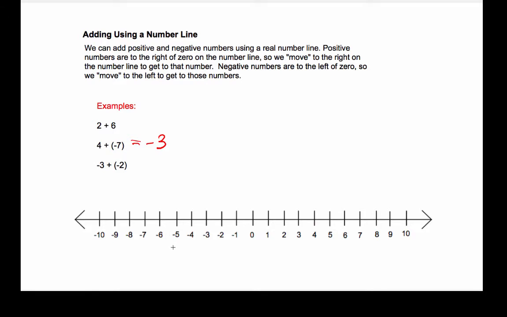Negative 3 plus negative 2. Well, we'll start at 0. Negative 3 is our first number, so we will move to the left to negative 3. And then we are going to add to that negative 2. Well, negative 2 means we go left 2 more units. So we wind up at negative 5. So negative 3 plus negative 2 is negative 5. That's how we can use a number line for addition and subtraction.